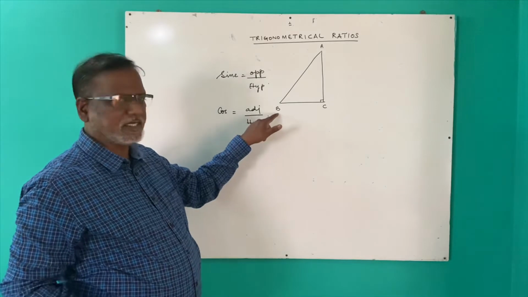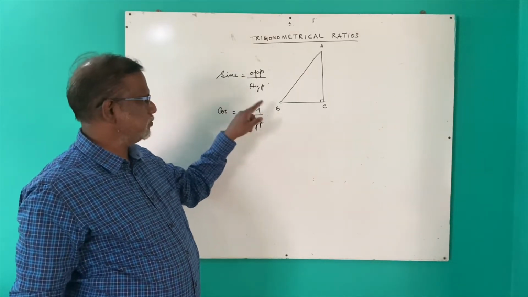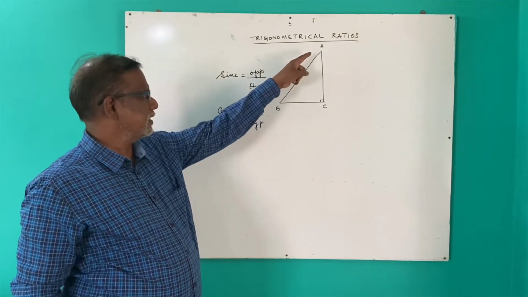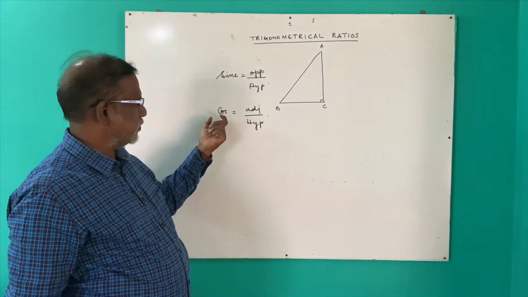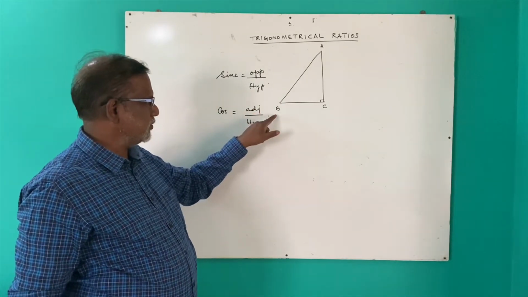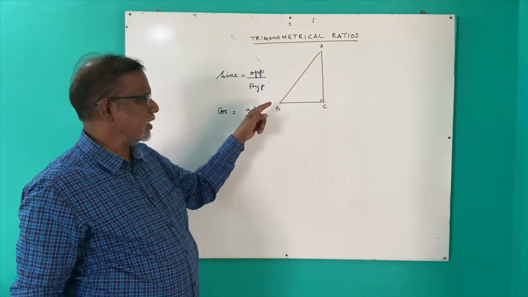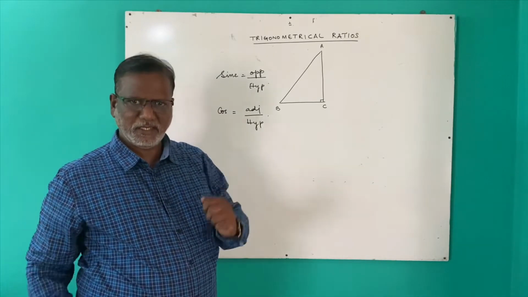For example, if I consider the angle B, then sine B will be the opposite side AC divided by the hypotenuse AB. Similarly, when I go for cos, the cos B will be the adjacent side BC divided by the hypotenuse AB. Now the interesting part comes.